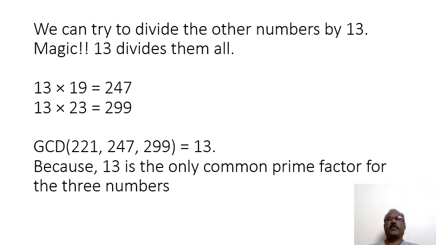Now we can try to divide the other numbers by 13. Magic. 13 divides them all. 13 times 19 equals 247. 13 times 23 equals 299. So GCD of 221, 247 and 299 equals 13, because 13 is the only common prime factor for the three numbers.